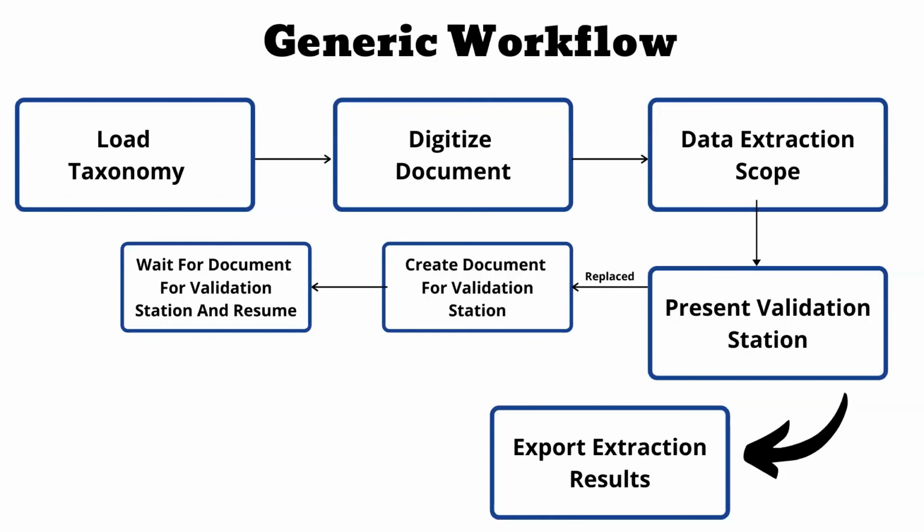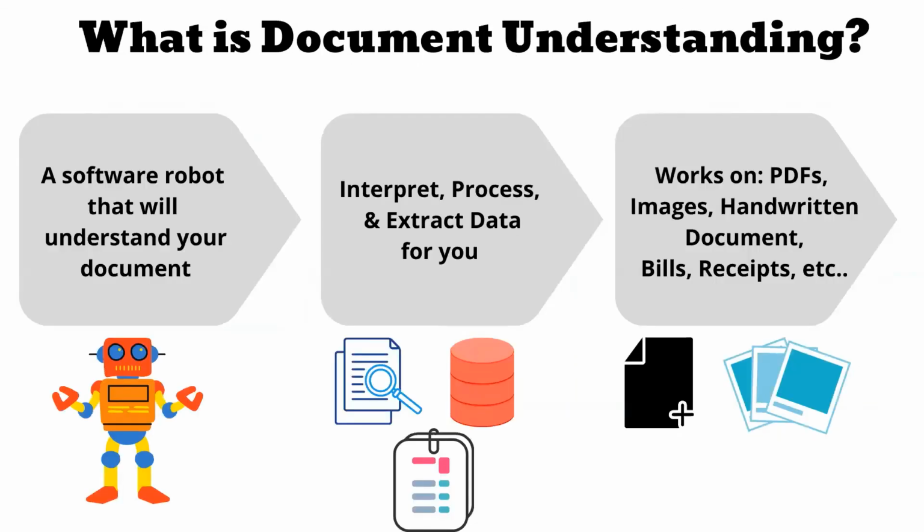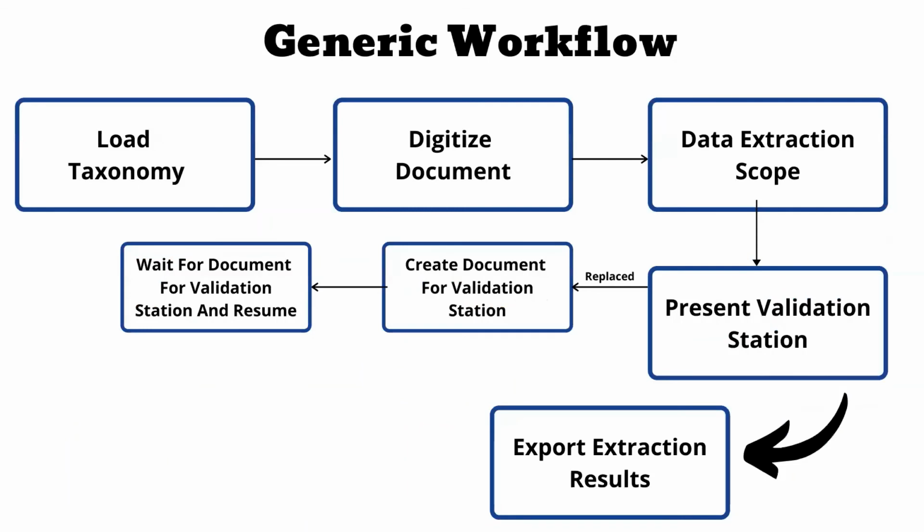So let's do a quick recap of what we saw in this tutorial. We understood what document understanding is in three simple sentences: a software robot to understand your document, interpret, process, and extract data for you, and it works on different documents, PDFs, images, handwritten. After that, we saw a complete generic workflow of document understanding in which the steps were loading the taxonomy, digitizing the document, data extraction scope, present validation station, export extraction results.